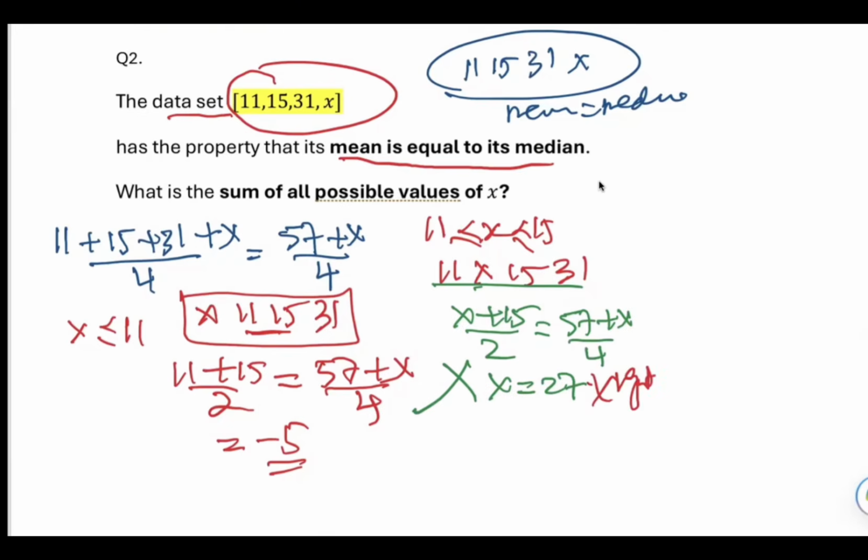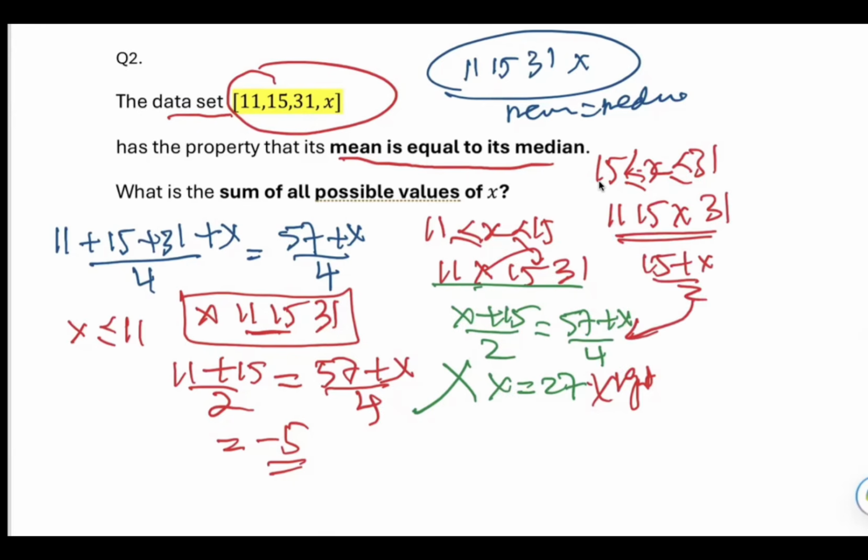The next one, you move to what? Between 15 and 31, you go backward. So the next one, X comes here. So we have 15 less than or equal to X and X less than or equal to 31. And that arrangement will be 11, 15, X, 31. You can see it's the same. The median will be X plus 15 over 2, which is the same as this. And this situation is satisfied because 27 is between those. And therefore, we can pick that one. And the last one is when X is greater than 31. And that's the last one.